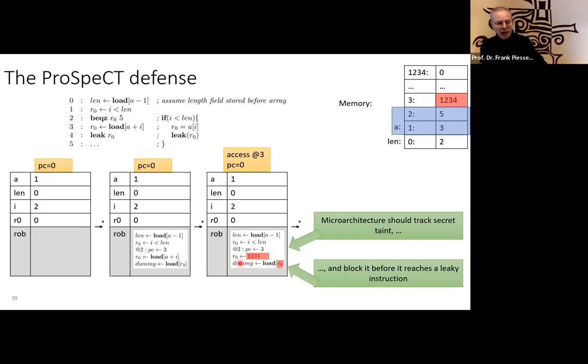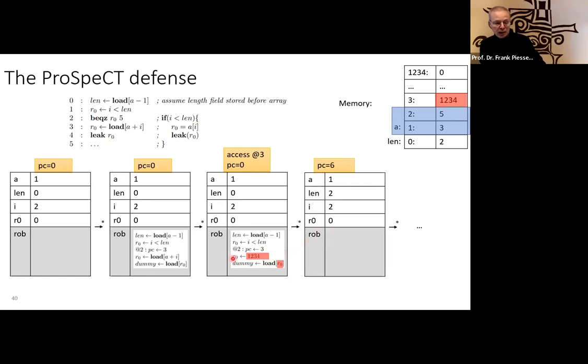That's the basic idea, and you can see on this example that at this point the attacker doesn't have the choice to execute this because it's tainted and it might leak. So it has to execute the other instructions first, and at some point the misprediction will be detected and this will be squashed. And again, the result is that this is secure.